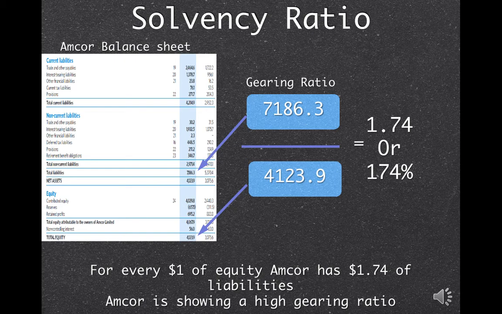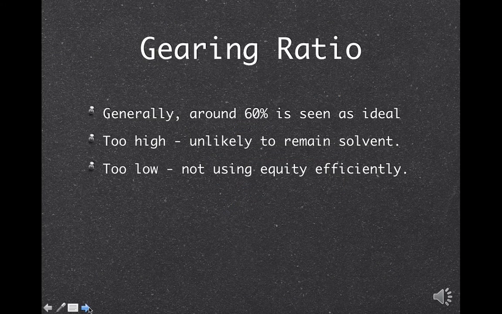Basically, this means that for every $1 of equity, the company has $1.74 of debt or liabilities. This is a high gearing ratio. It means that they have quite a lot of debt and not enough investment into the business to cover that debt into the long term. The gearing ratio is usually around 60%. That's the perfect ideal ratio.